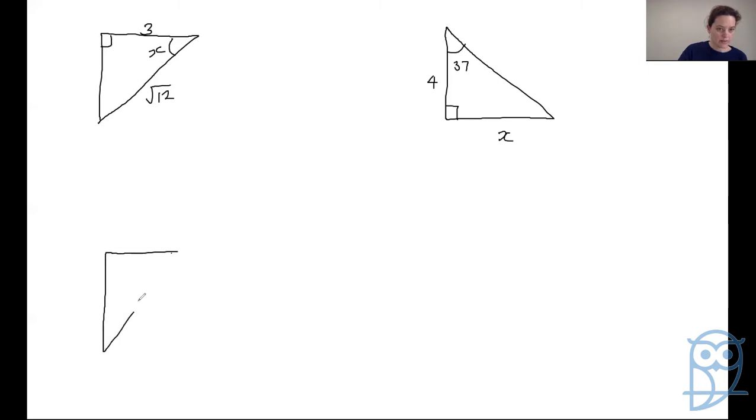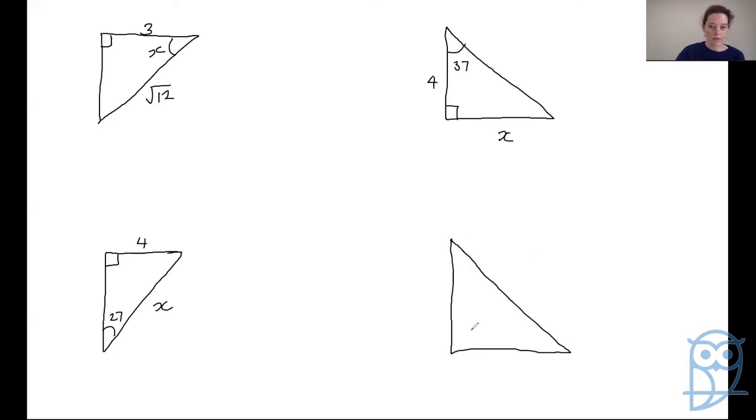So you should see something familiar going on, all sorts of wonky shapes, but at the same time, all of these have a right angle in. Remember, as soon as we see that right angle, we are thinking Pythagoras and we're thinking SOHCAHTOA. What am I going to be using?